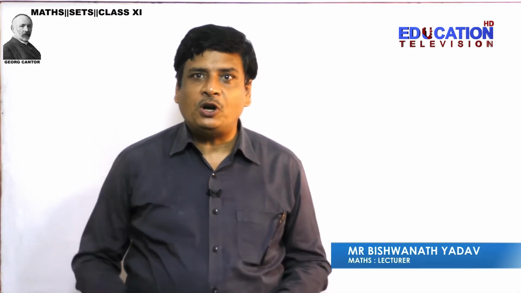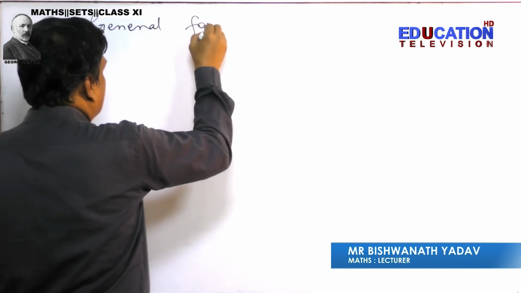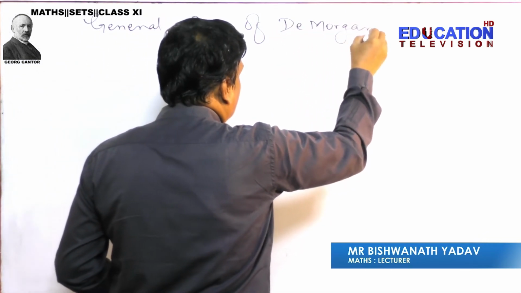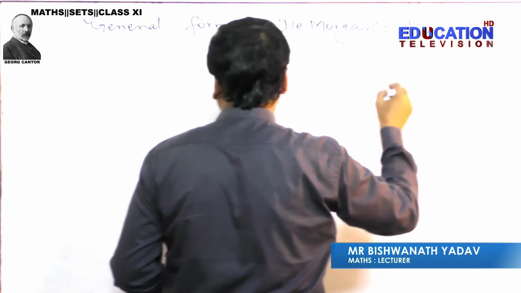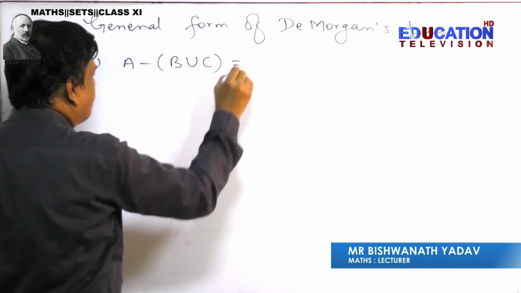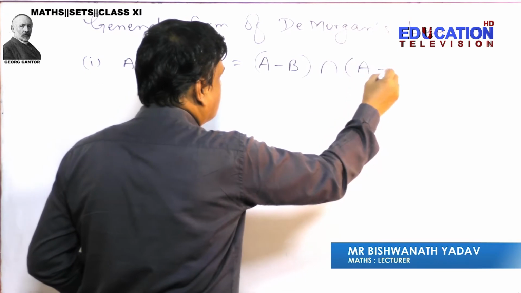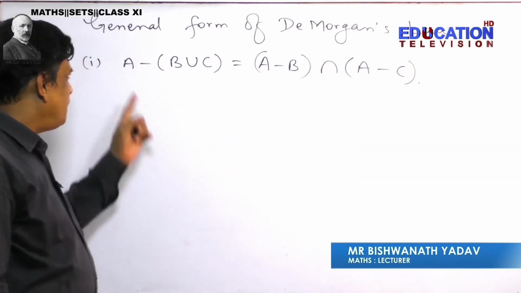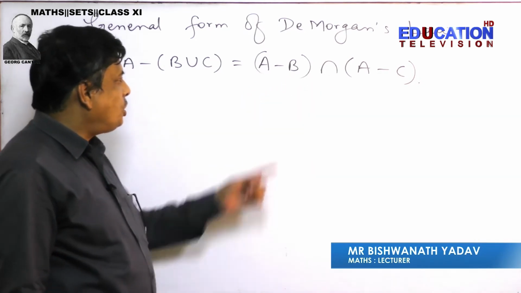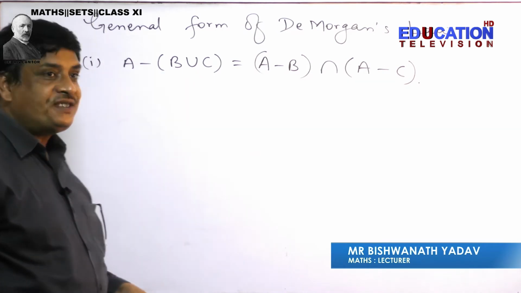What is the general form of De Morgan's law? A minus B union C equals A minus B intersection A minus C. The complement of B with respect to A, the complement of C with respect to A, the complement of B union C with respect to A.